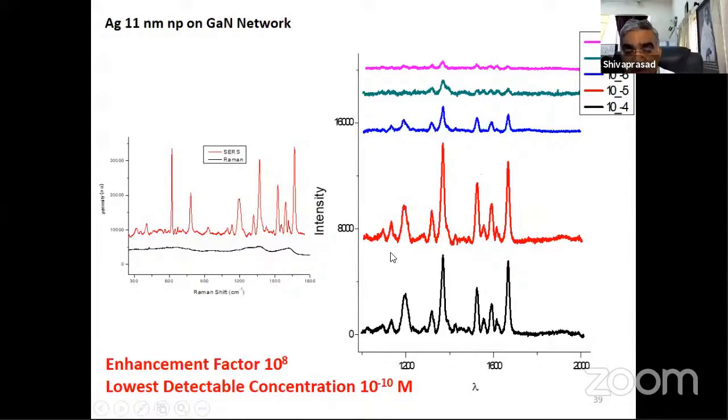So this is a beautiful method to detect diseases at very early stages. For example, you can even detect coronavirus or the AIDS virus by doing this beautiful fingerprinting on these materials, and we could get a very large enhancement factor of 10 to the power of 8 and a concentration of 10 to the power of minus 9.